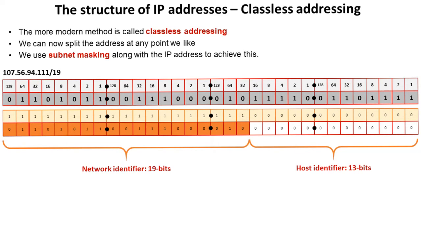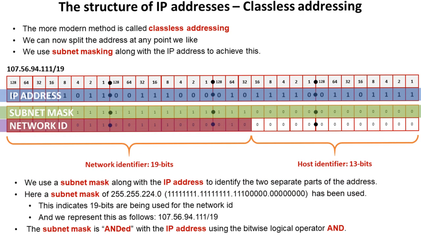And with classless addressing, we use what's known as subnet masking along with the IP address to achieve this. So let's explain how this actually works. Here's the actual IP address shown in this blue section, and here is the subnet mask. We need to be able to pull out which part of this is the network ID, so it identifies what network we're on, and which part identifies the host, the computer on that network.